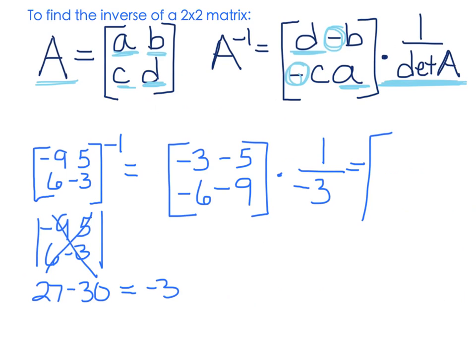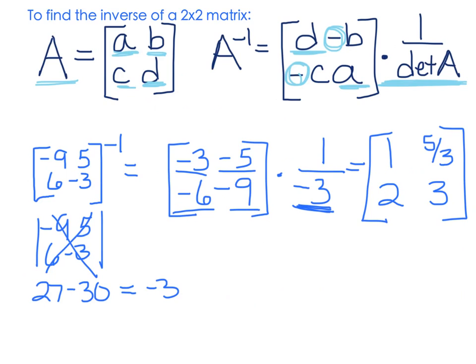When we do that, negative 3 divided by negative 3 is 1. Negative 5 divided by negative 3 is 5/3. Negative 6 divided by negative 3 is 2. And negative 9 divided by negative 3 is 3. So this here is your final answer.